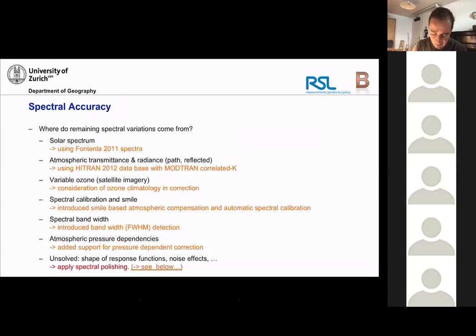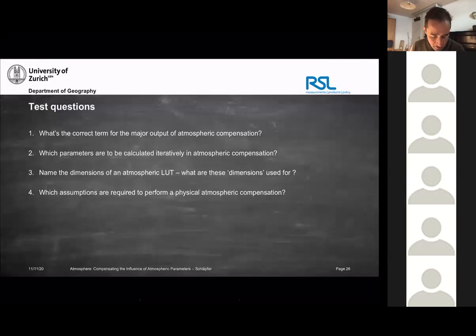Ozone may be a problem as well. It's been solved for satellite imagers in the meantime. And spectral calibration: you often need to recalibrate your system, especially higher resolution systems, and then you can get rid of most of that. If you still see these variations, because you know it's not natural, since naturally you'd get variations in a range of 10 or 20 nanometers, you can apply the spectral polishing. So much about the theory. I'll go into implementation afterwards.